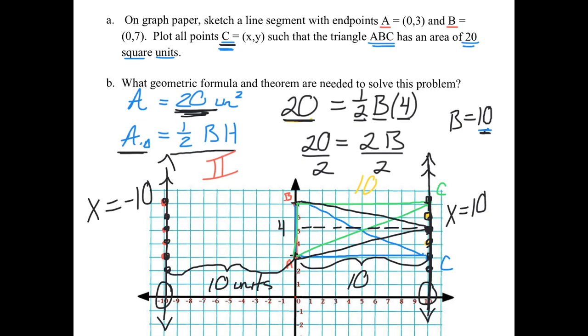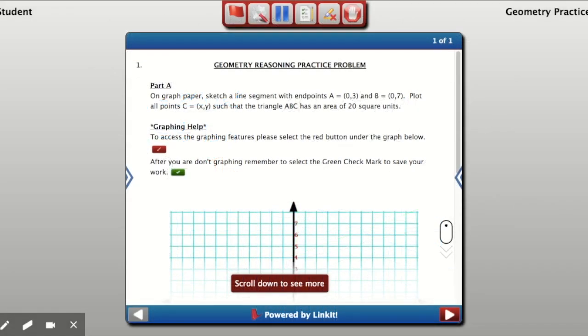So now the question becomes, how can I enter all this information into an online test so that I can specifically answer part B of this question? Let's take a look. So now I'm viewing my CRT practice problem on Linkit. It's the same problem with point A, point B. I'm looking for the location of C, and it has to have that specific area. So essentially what I want to do is copy down everything that I wrote earlier into this response area.